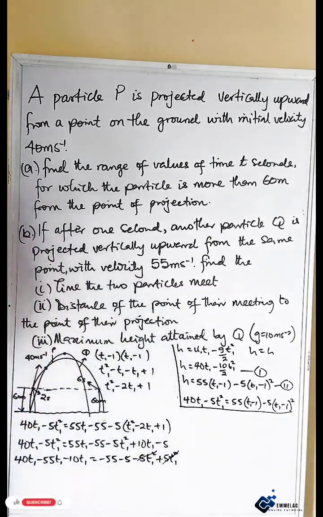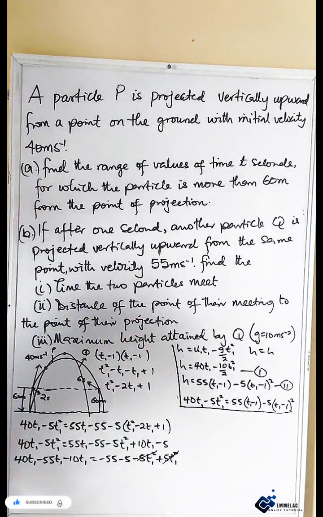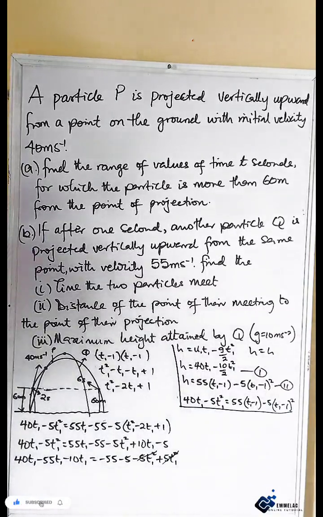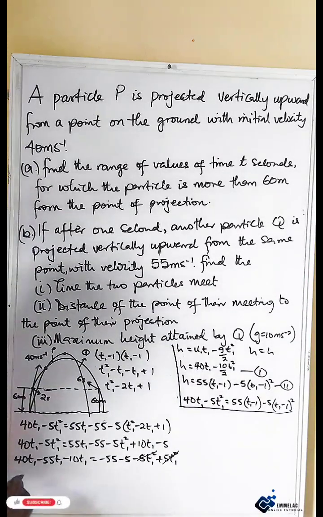So we are now left with 40 minus 55, that should give us negative 15. And negative 15 take away 10 will give us negative 25. Negative 25 t1 then equals, here we have negative 60.